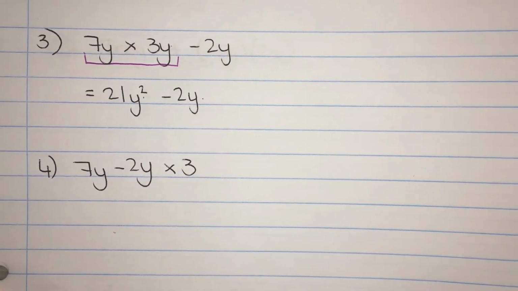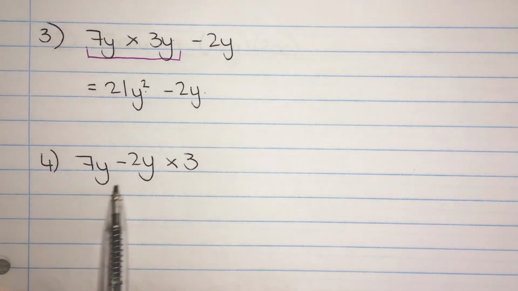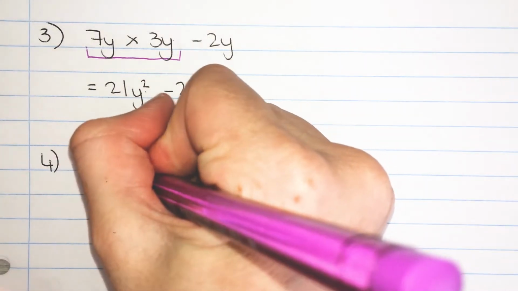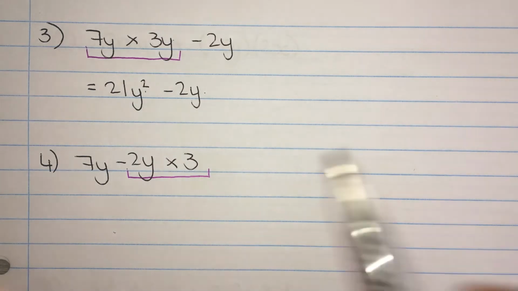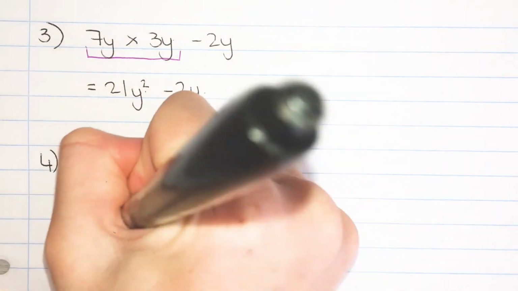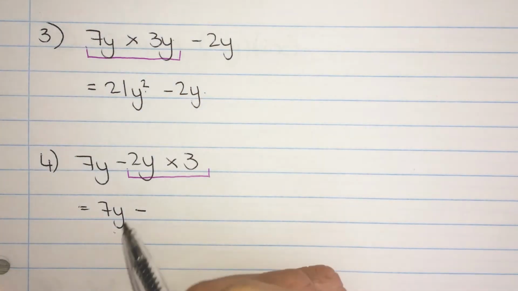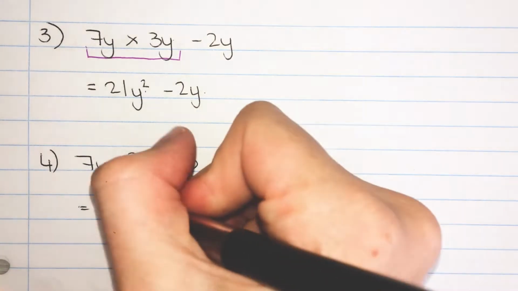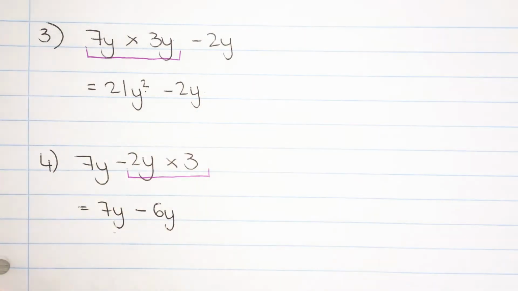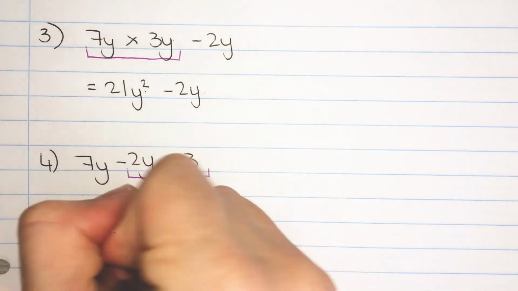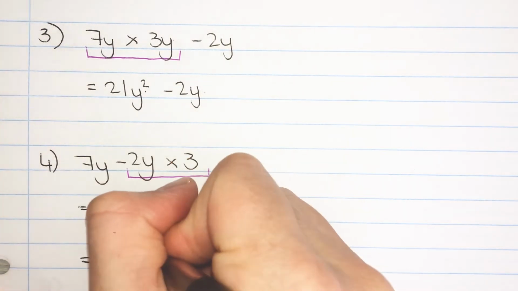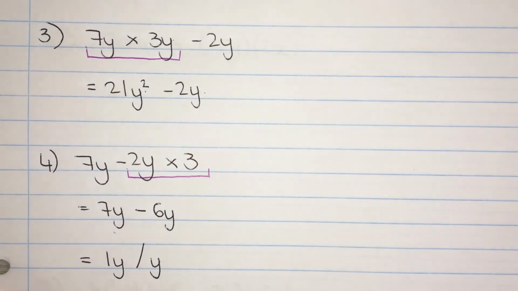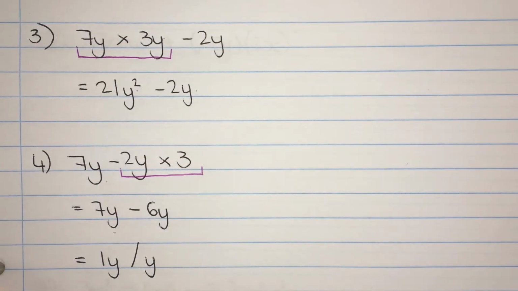Example number 4. We have 7y minus 2y times 3. So over here, this means we'll first do times. As BODMAS says, we work with multiply first. So we have 7y minus 2 times 3 is 6, and we're left with y. And then 7 minus 6 is 1y. If you write just y, both will be marked correct.